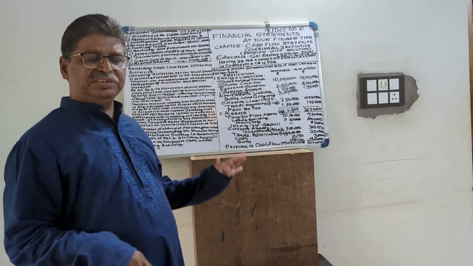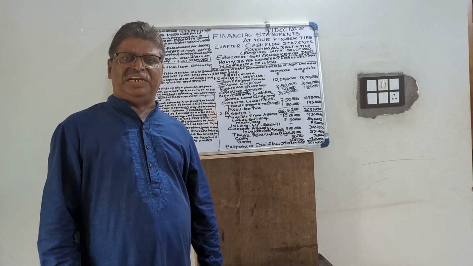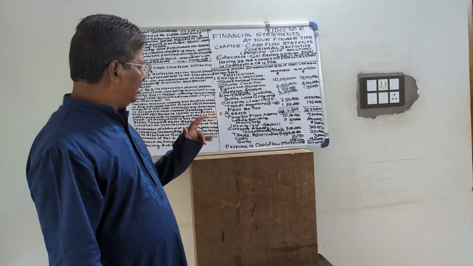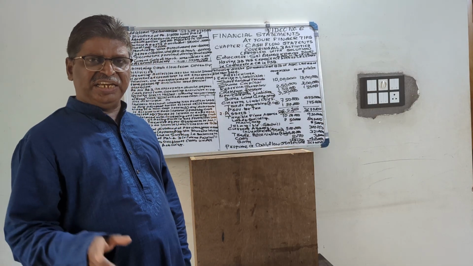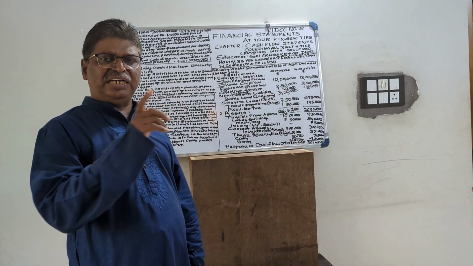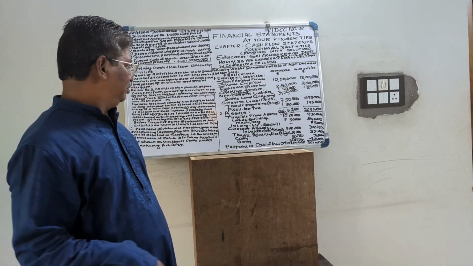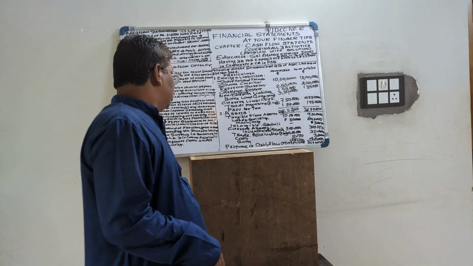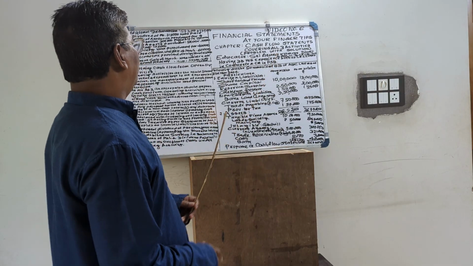Then we will add the cash and cash equivalent at the beginning of the year. Then the result is the cash and cash equivalent at the end of the year. This is nothing but reconciliation of cash and cash equivalent at the beginning with the end. So in this video we will solve one problem.